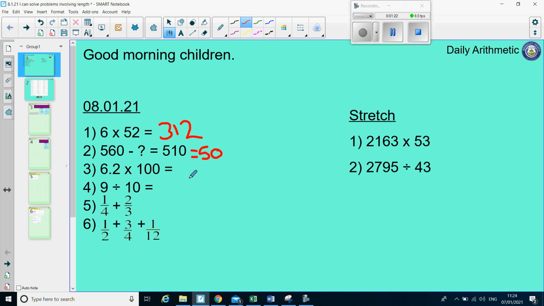Question 3, 6.2 times by 100. You need to move those digits 2 places to the left. So once again, 6.2 times 100. The 6, if I moved it 1 place, it goes to the tens column, but I'm moving it 2 places, so it goes to the hundreds column, and I get the answer 620. The next question, number 4, 9 divided by 10. I just need to move that 9, which is in my ones column at the moment. I need to move that 9 1 place, so the answer becomes 0.9.